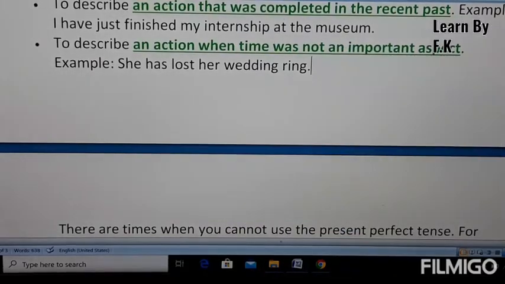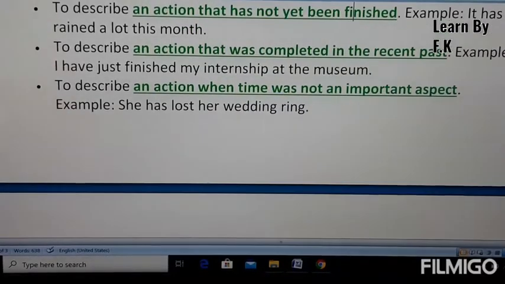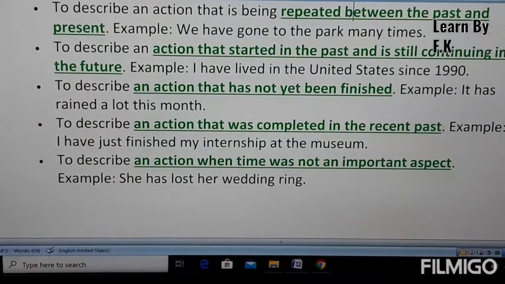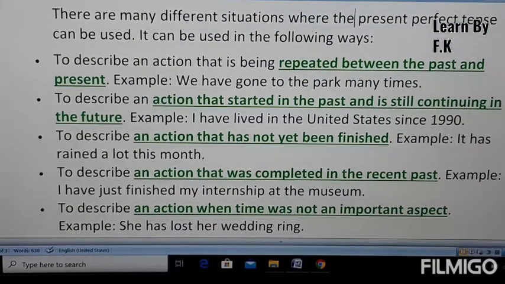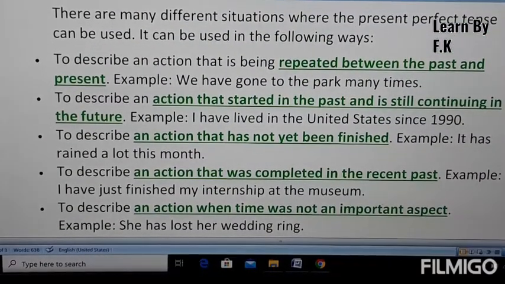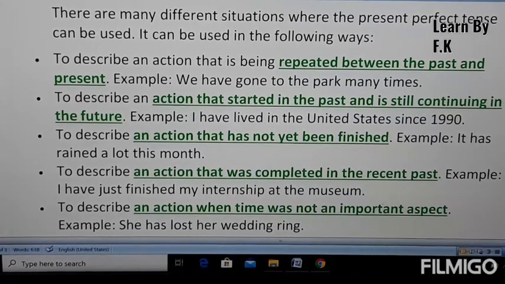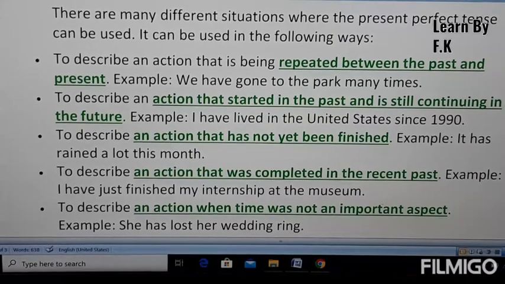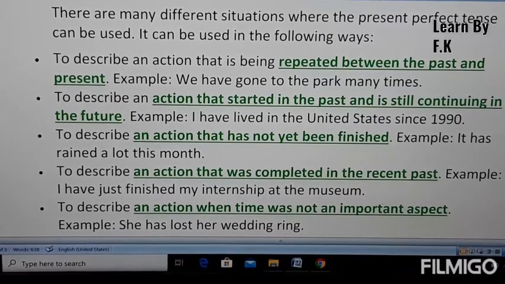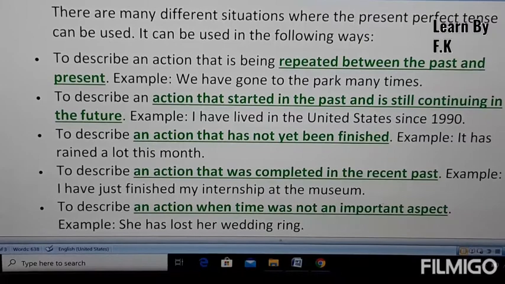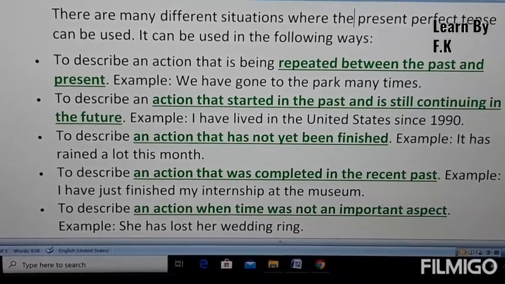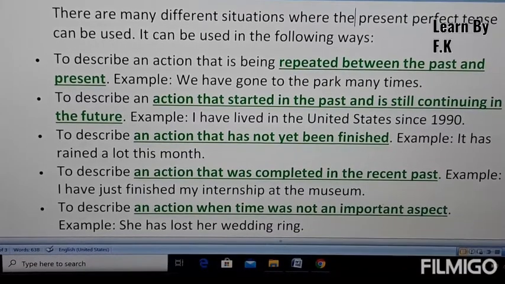These are, for example, to describe an action that is being repeated between the past and the present. Example is here. We have gone to the park many times. It means we repeat the action of going to the park many times in the past, and it is also showing the effect in the present time.